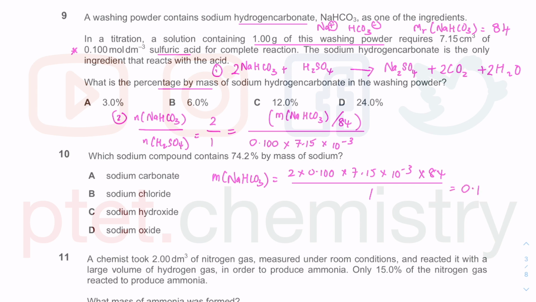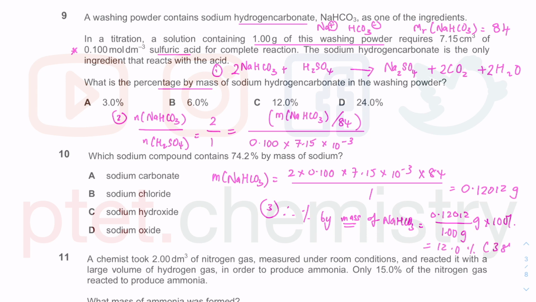This gives me 0.12012 gram, and in step 3, therefore the percentage by mass, because it's by mass of NaHCO3, is going to be 0.12012 out of the 1 gram. This 0.12 gram, I gotta multiply by 100%, and I'll get 12.0% to 3 significant figures.